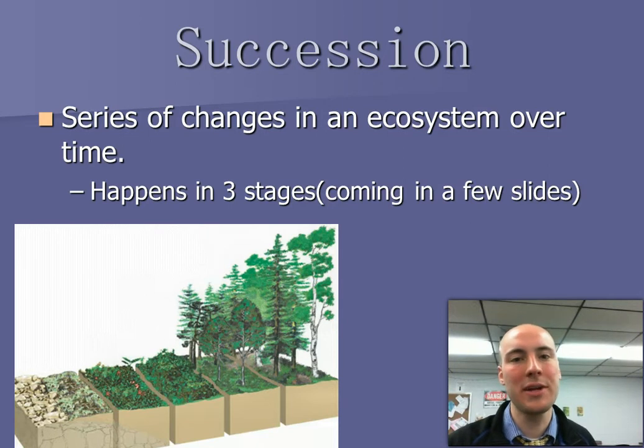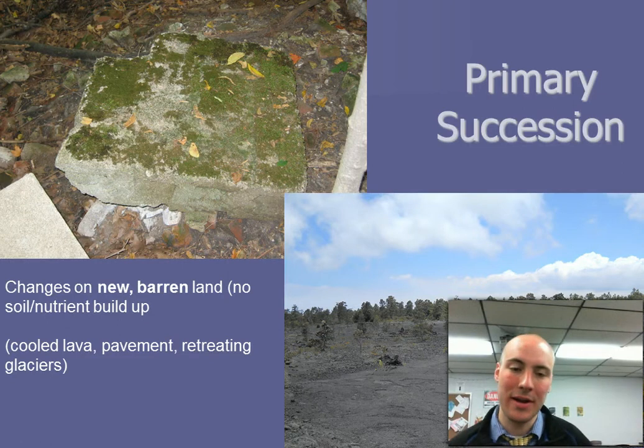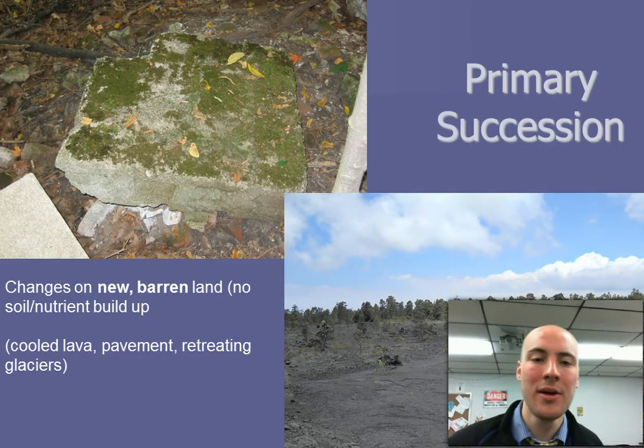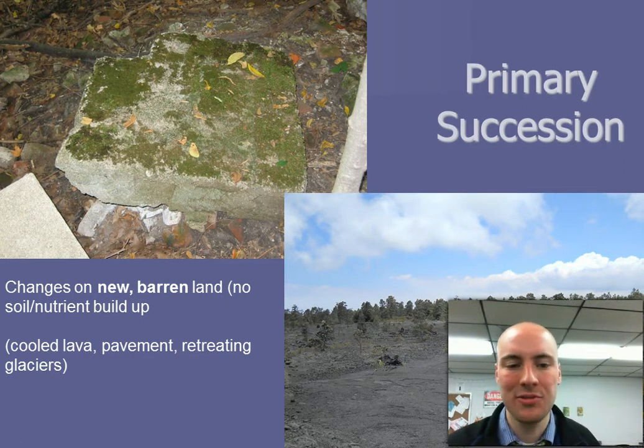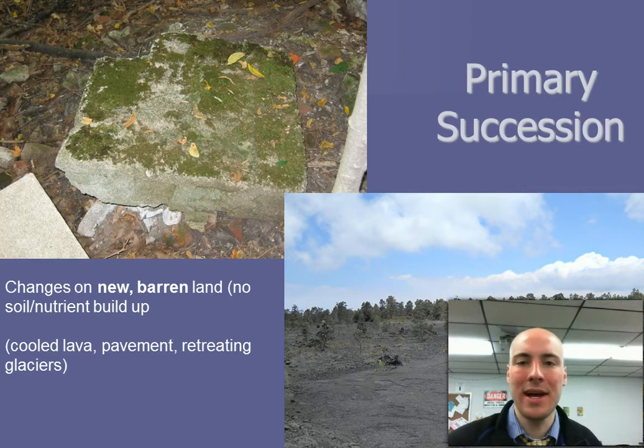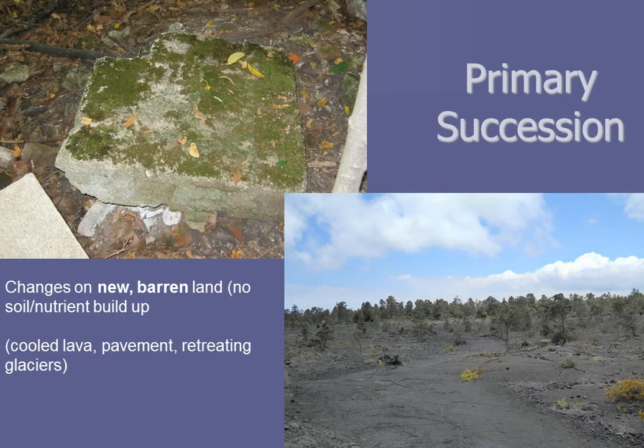And it gets broken down into three stages, which will come towards the end here. But before that, we're going to actually talk about the two types of succession. So primary succession is a way of describing the changes that happen on new barren land. So there is no soil, meaning there's no nutrients in the dirt that's there.